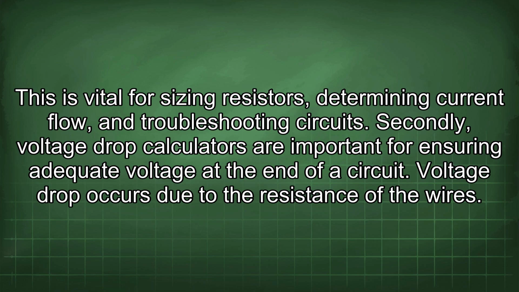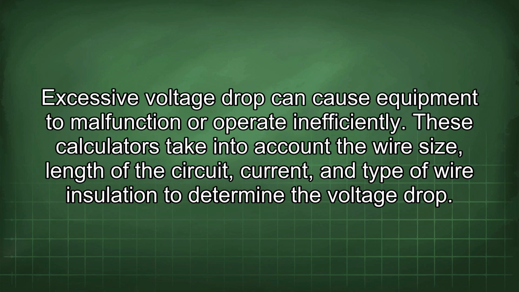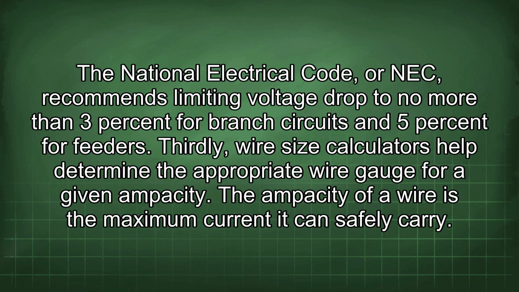Secondly, voltage drop calculators are important for ensuring adequate voltage at the end of a circuit. Voltage drop occurs due to the resistance of the wires. Excessive voltage drop can cause equipment to malfunction or operate inefficiently. These calculators take into account the wire size, length of the circuit, current, and type of wire insulation to determine the voltage drop. The National Electrical Code, or NEC, recommends limiting voltage drop to no more than 3% for branch circuits and 5% for feeders.